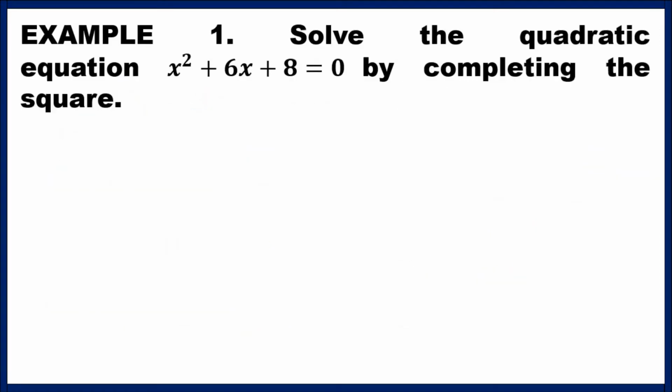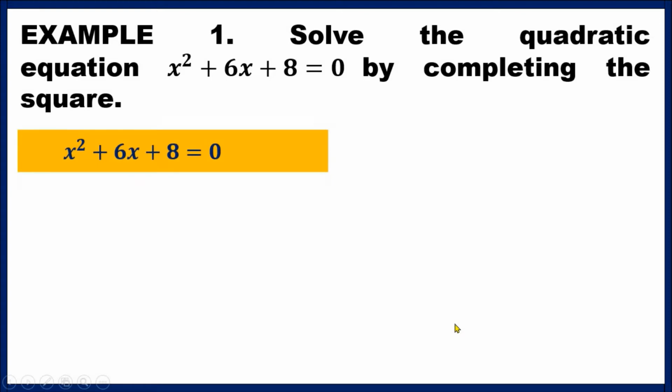Let's have an example. Solve the quadratic equation x squared plus 6x plus 8 is equal to 0 by completing the square. The given is x squared plus 6x plus 8 is equal to 0. First thing that we need to ensure is that the coefficient of x squared should be 1 or it is not written. In this given, the coefficient of x squared is not written. Therefore, that is understood to be 1.